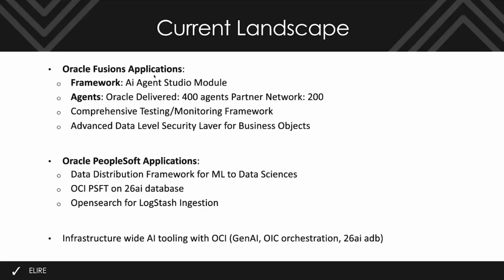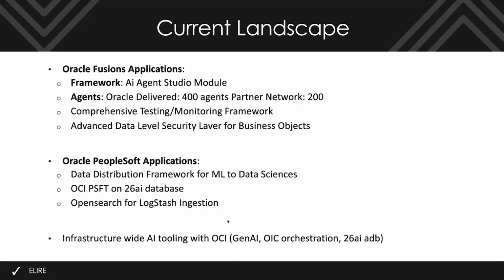And of course, the AI Agent Studio within Fusion does have a very robust data level security for business objects. So the API security that's inherent with the Fusion architecture is baked into that module itself, into the business objects themselves. So very, very well built framework for Fusion applications. On the PeopleSoft side of the house, we have had some AI specific and AI agent specific neighboring applications, edge applications, and capabilities that do exist there, but not as advanced as the AI Agent Studio for Fusion.